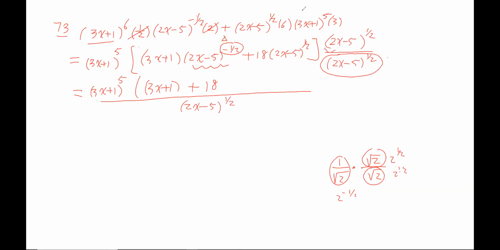Now, if you multiply this guy to the first summand here, what do we get? You just get 3x plus 1, do you agree? Yes, because 2x minus 5 to the negative 1/2 times 2x minus 5 to the 1/2 cancel out, which is 1. Now you have to do this to the second summand. So it's going to be 18 times 2x minus 5 to the first power, do you agree?